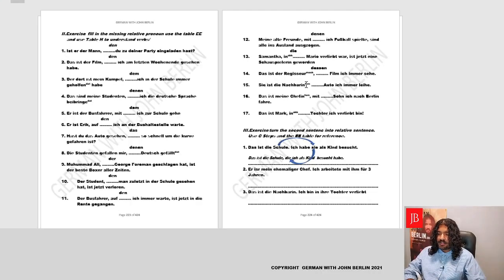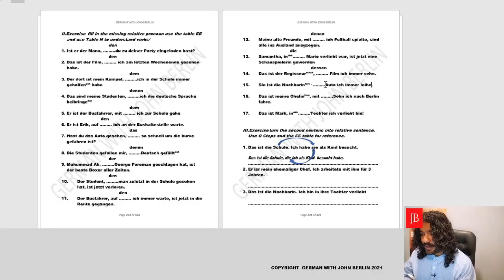Sie ist die Nachbarin, she is the female neighbor. Dash Auto ich immer leihe. Dash car I always borrow. So who borrows what of whose? Yes. So it's basically again genitive. The tip again being: right after the relative pronoun there is a noun. That means it shows belonging. So we go to genitive and we go to feminine since Nachbarin is feminine. So dessen, deren. That's right here, deren. Fantastic. Yes. Okay, moving on to number 16.